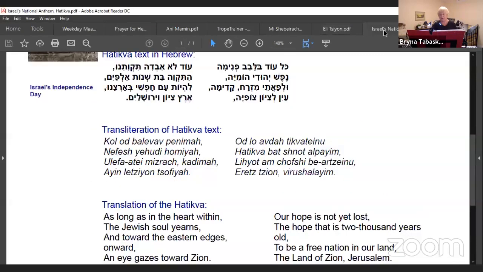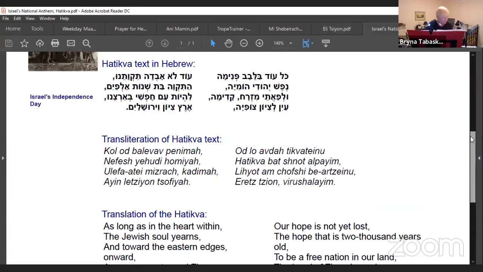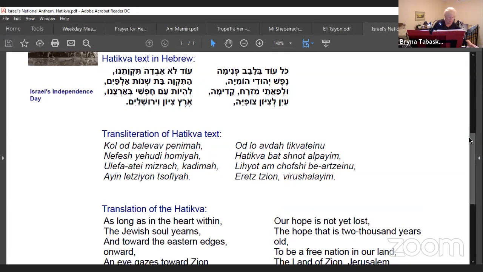We conclude with the hope, Hatikvah. It would be wonderful if we can all stand for this as we remember Israel, Yerushalayim, Israel, the land of our people, the land of hope, the land of freedom, the land of our future.